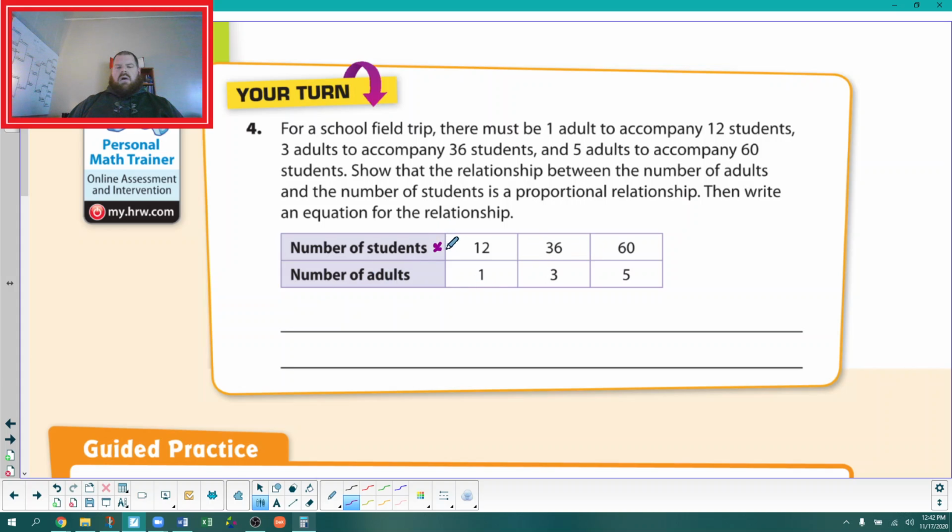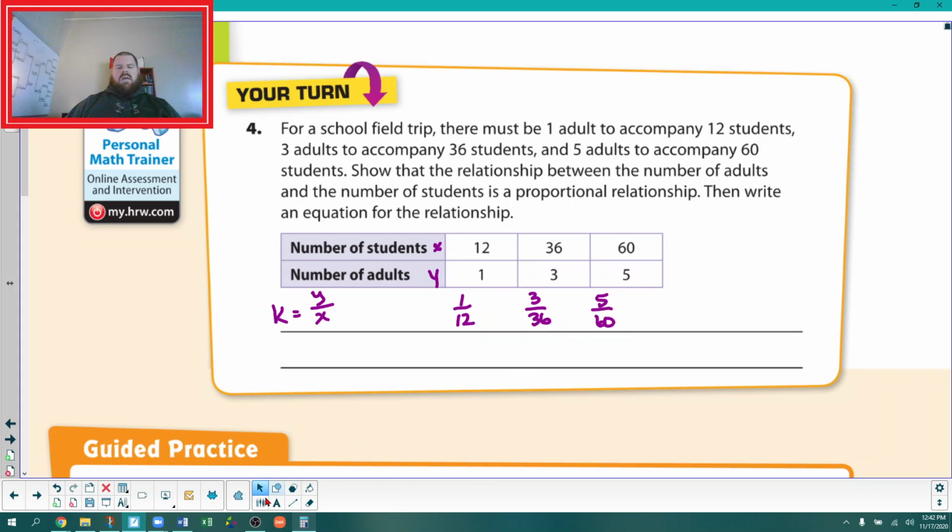So again, my top row is always x, my bottom row is always y. And to find my k, that constant of proportionality, I want to look at my y's over my x's. So let's look at them all just to verify. This one would be 1 over 12. This one would be 3 over 36. And this one would be 5 over 60. 1 over 12 is as simple as it can be, and its decimal is not very pretty, so I'm going to leave it as a fraction.